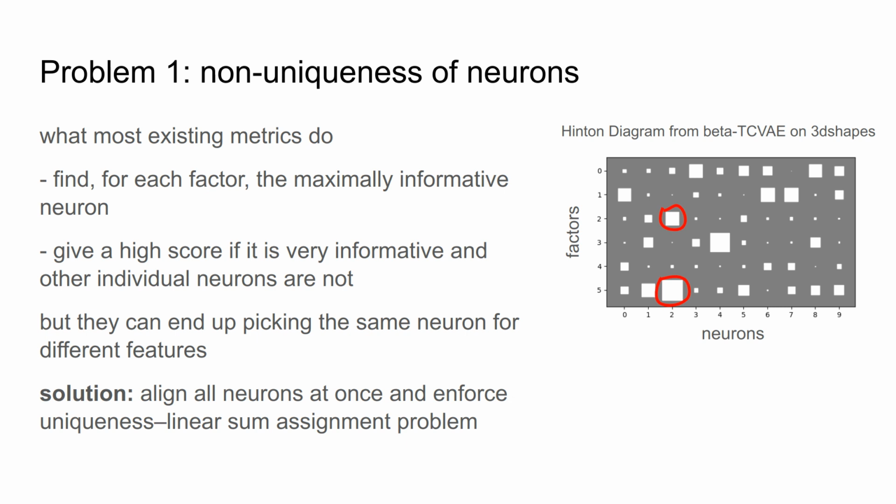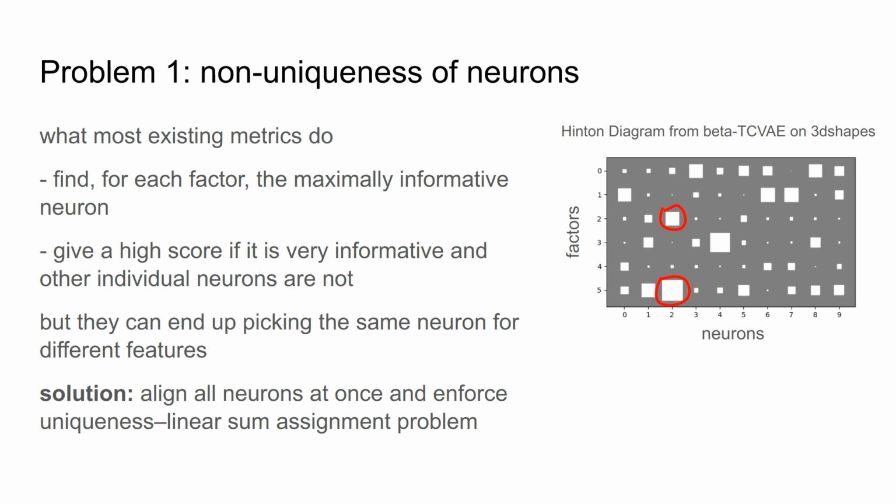But if you look at neuron 2, that has very high mutual information with both factor 2 and factor 5. And so it ends up being assigned to both factor 2 and factor 5, which is certainly what you don't want. Even by weak disentanglement, you don't want that. You don't want a single neuron to represent multiple factors.